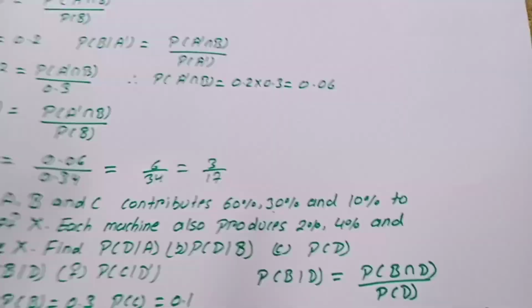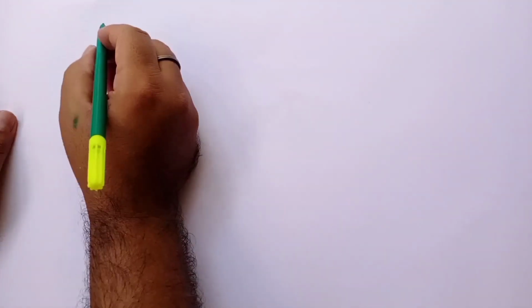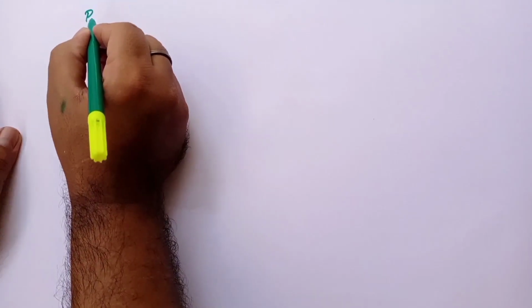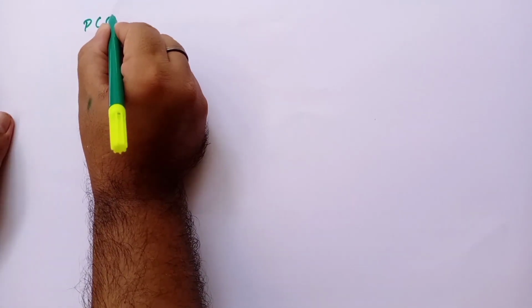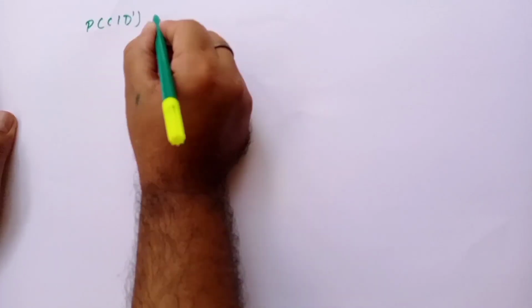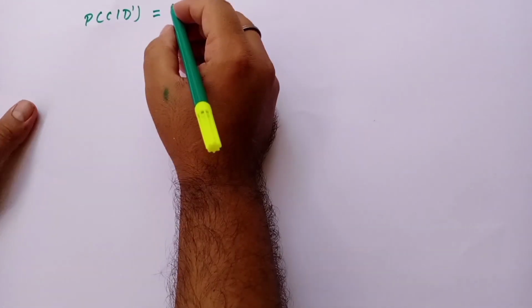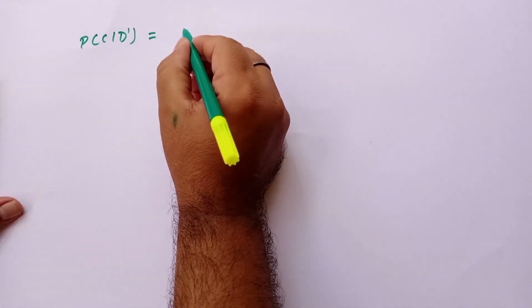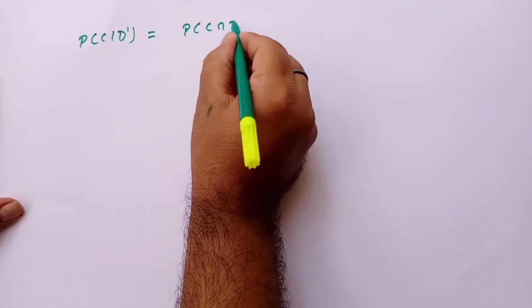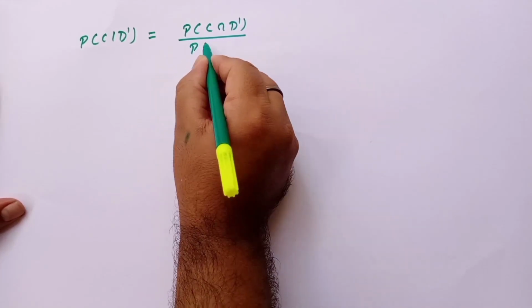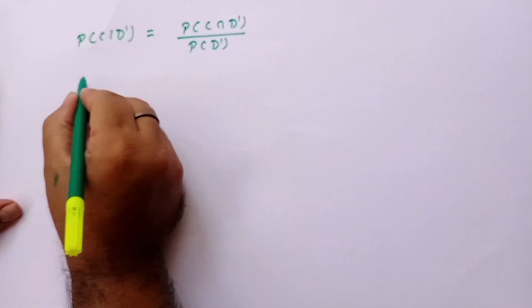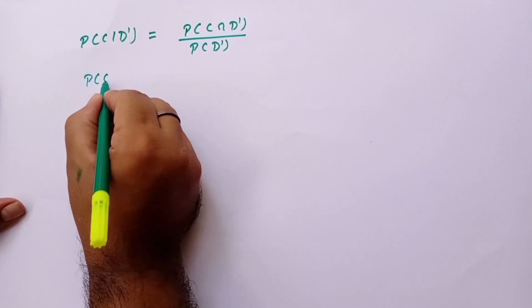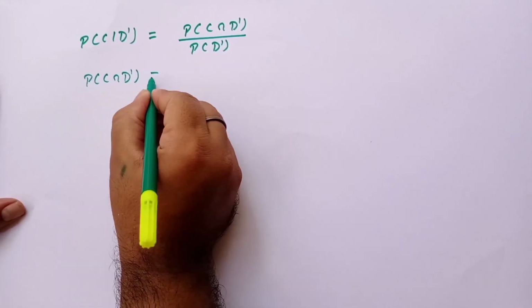Now the last part is finding the probability of C under D complement, which is given by the formula probability of C and D complement divided by probability of D complement. First we need to find out the probability of C and D complement.